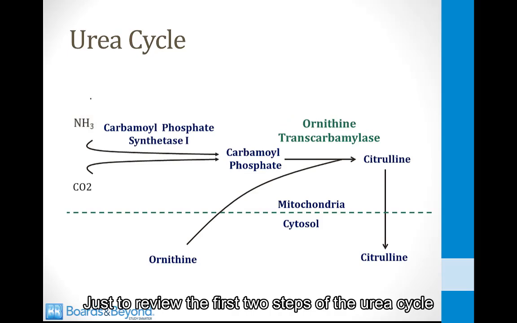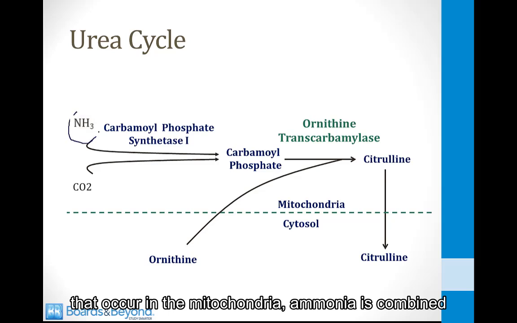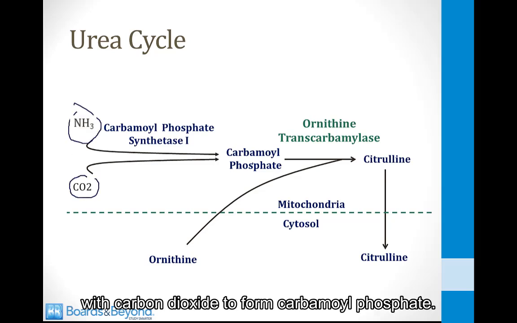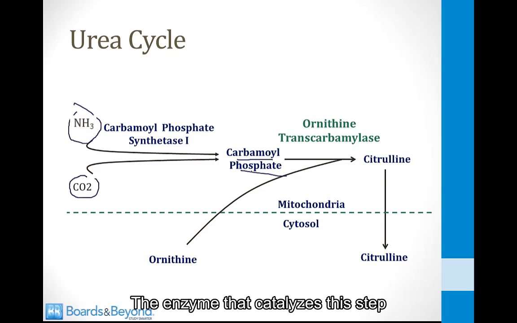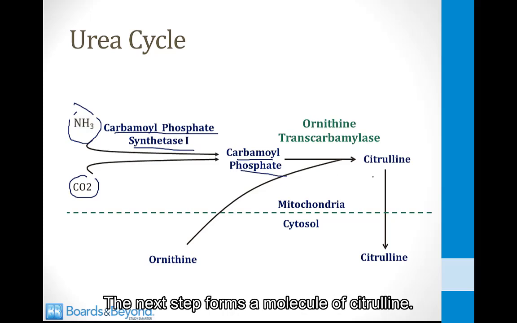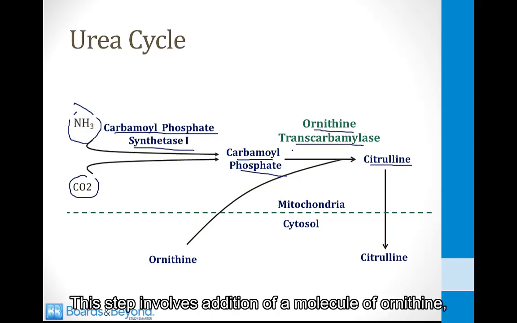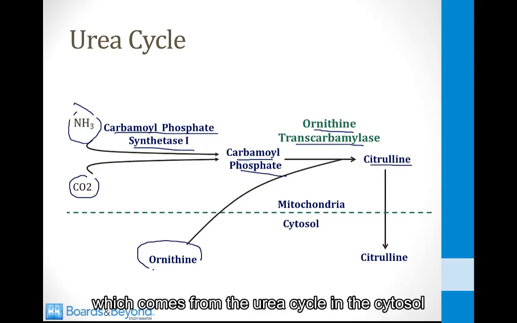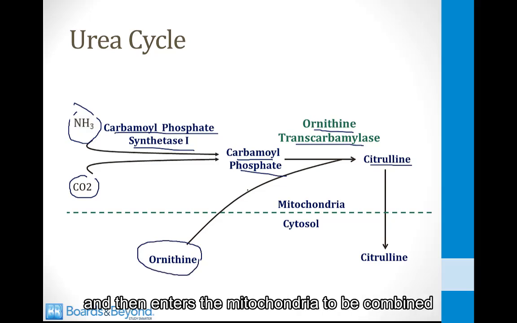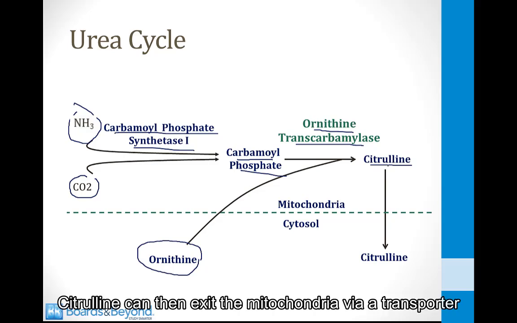Just to review the first two steps of the urea cycle that occur in the mitochondria, ammonia is combined with carbon dioxide to form carbamoyl phosphate. The enzyme that catalyzes this step is carbamoyl phosphate synthetase 1. The next step forms a molecule of citrulline. The enzyme that catalyzes this step is ornithine transcarbamylase. This step involves addition of a molecule of ornithine, which comes from the urea cycle in the cytosol and then enters the mitochondria to be combined into citrulline.